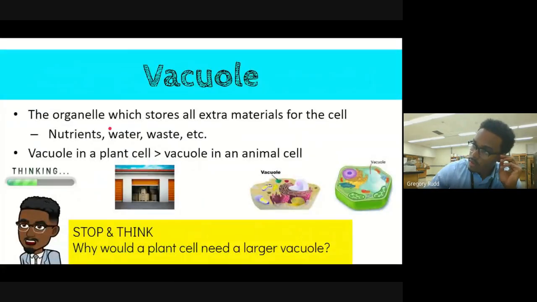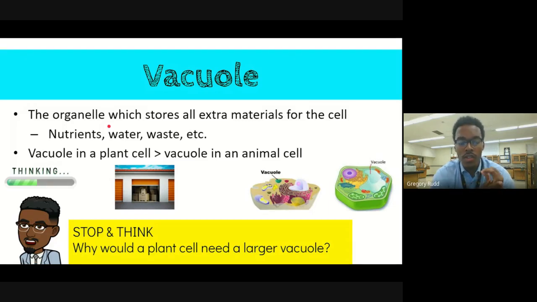We also have a vacuole. We can think of this like a vacuum. So if you're vacuuming a carpet or if you're vacuuming a floor, it will pull all the things from the floor into this suction storage bag. And that's what a vacuole is. It's basically a storage bag. It can store nutrients, it can store water, it can store waste.